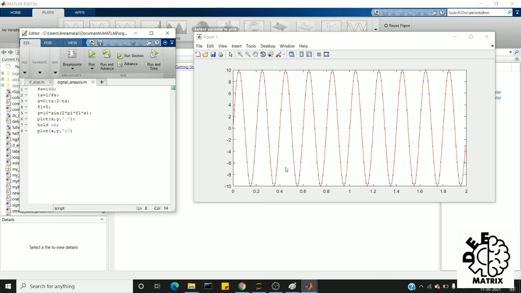It is also very helpful to analyze lots of signals.